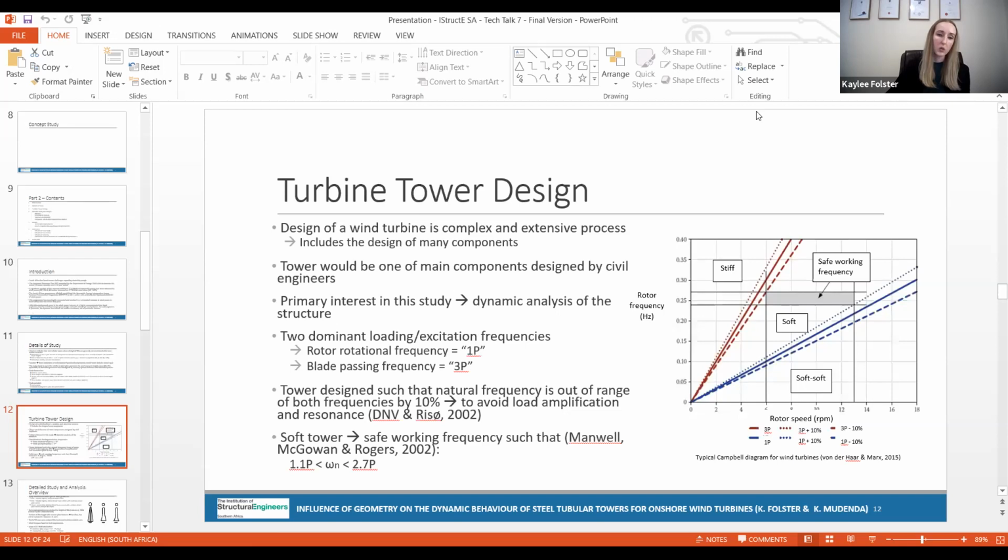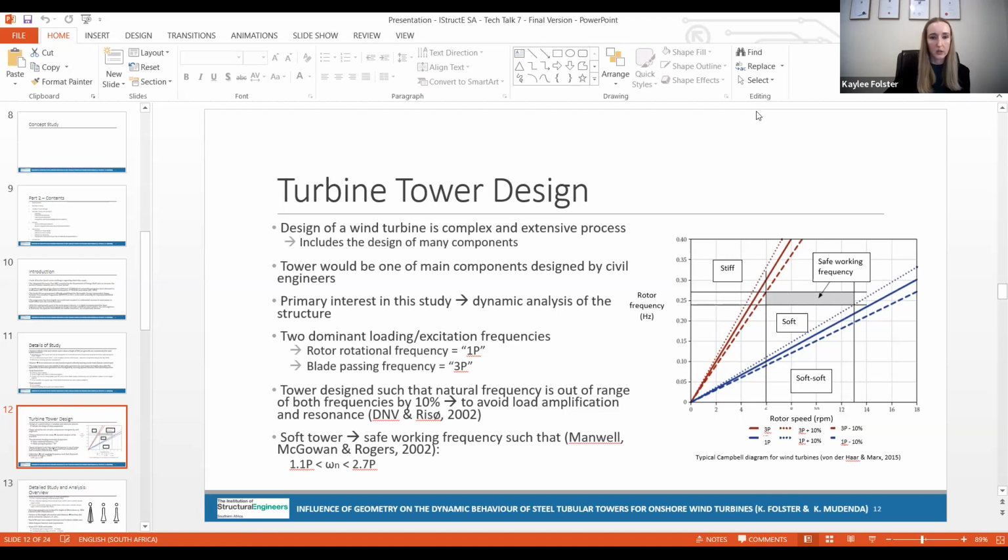Okay, then coming to the actual tower of the turbine itself. We'll just run through a brief overview of how the tower is actually designed. Obviously, a wind turbine tower is a really complex structure, and in reality, it would be a multidisciplinary engineering team designing it. So we're focusing specifically on the tower, which is the component that would be designed by structural engineers. And the primary interest of the study would be carrying out a dynamic analysis on the actual structure.